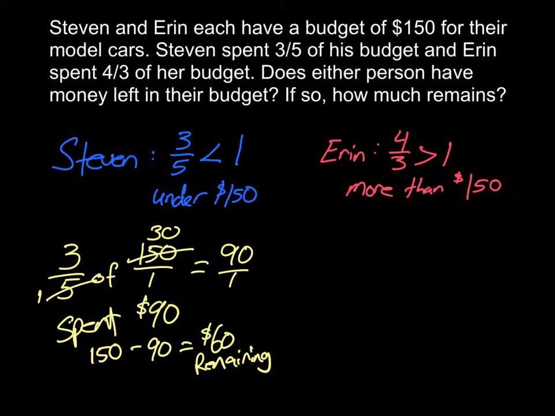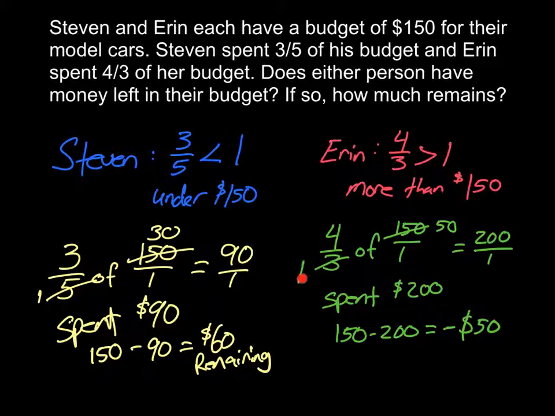You can use that same strategy to figure out how much Aaron has spent and how much she needs to earn. Go ahead and pause the video and solve for Aaron's money if you have not done that already. When I solved Aaron's the same way, again, cross-simplified, and so I have 4 times 50, which gives you 200 over 1, which means that she spent $200. And then I had my $150, spent $200, and then we see that she needs $50 more to pay for what she's already spent.